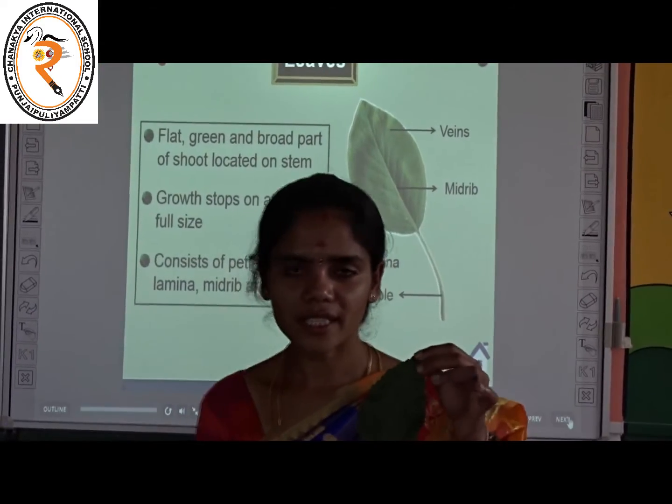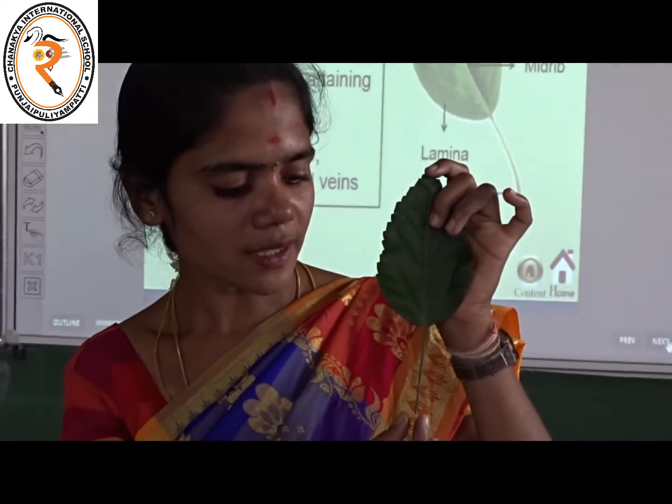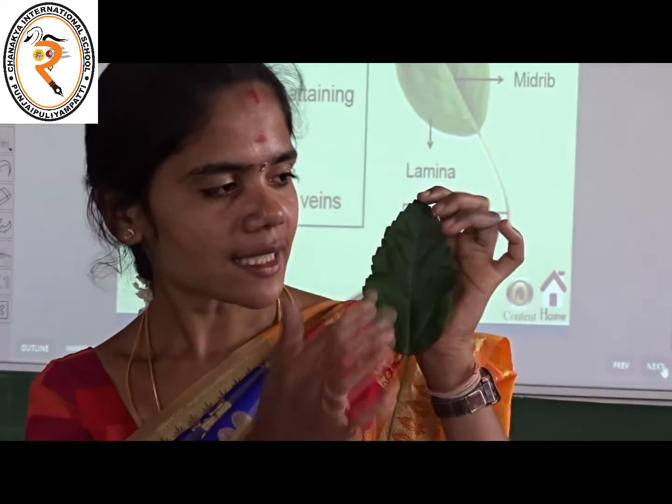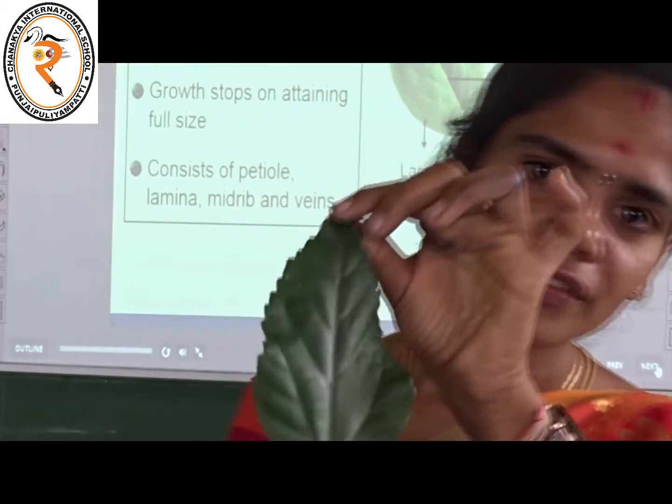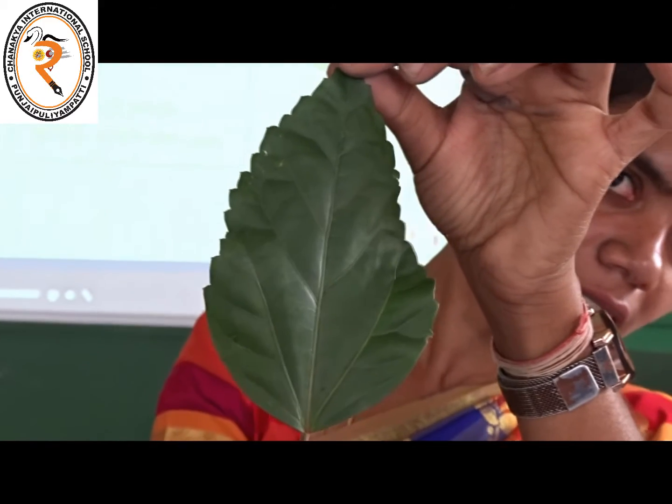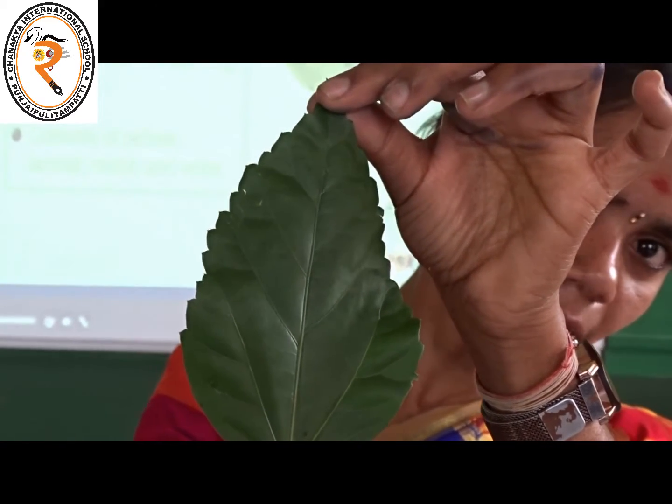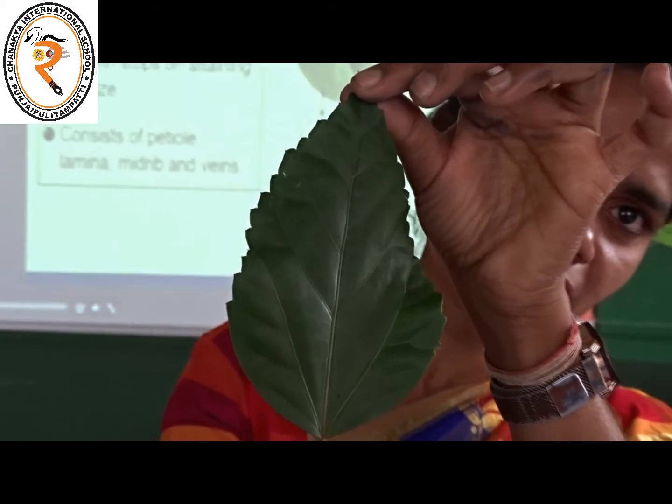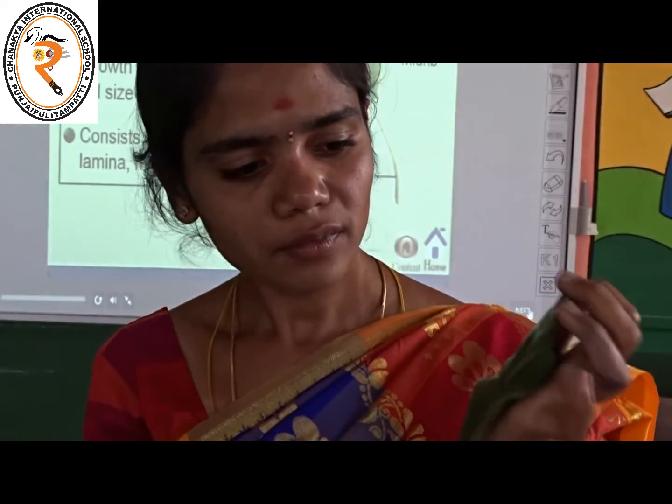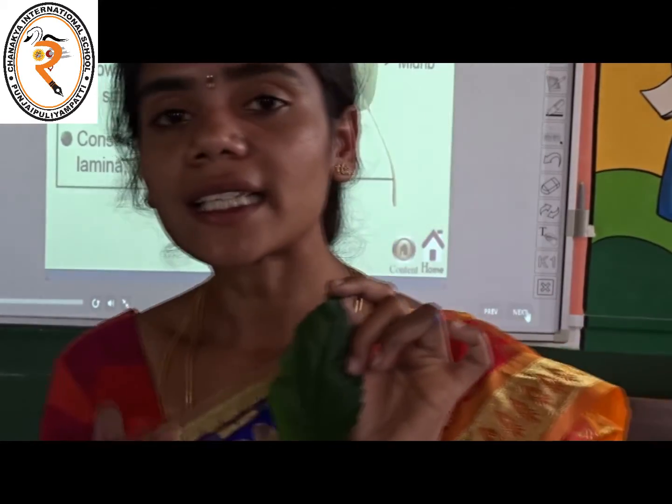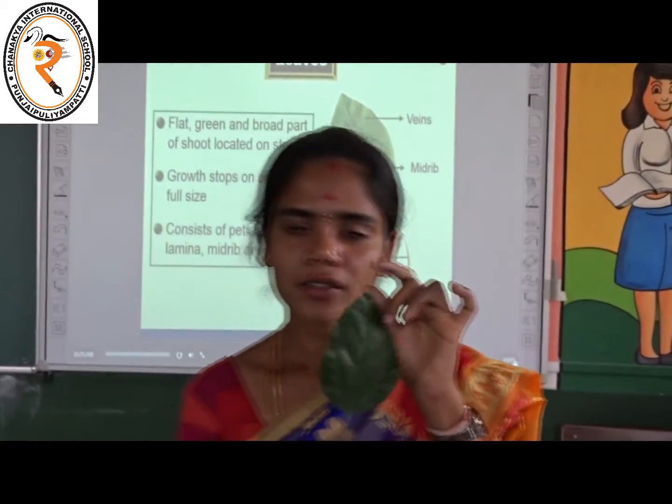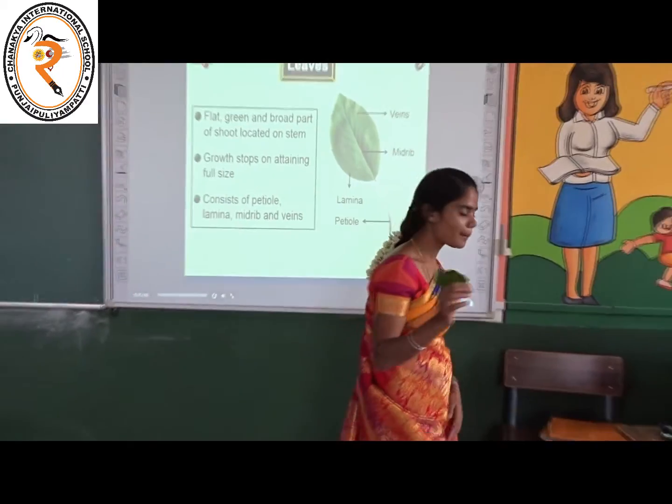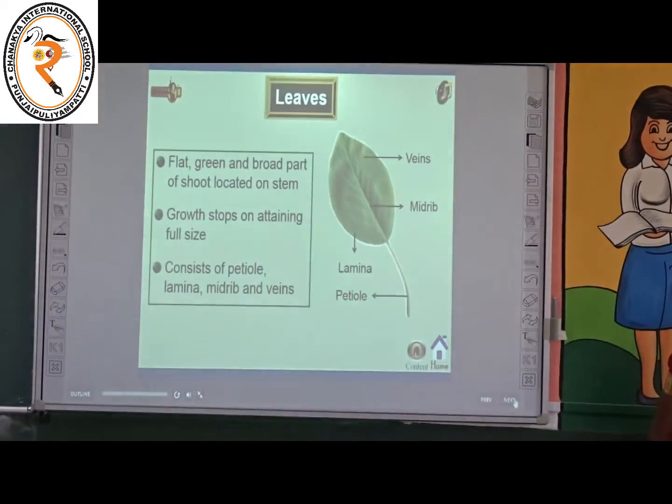Now observe the leaf, children. In this, the last part is called the petiole. The center part is called the midrib. Look at the leaf, children. Some network structures are there in the leaf, no? What is the name of that? It is nothing but veins. And what is called lamina? It is nothing but the green flat part of a leaf. So this is about the leaf. These are all the main parts of leaves. And the next one.